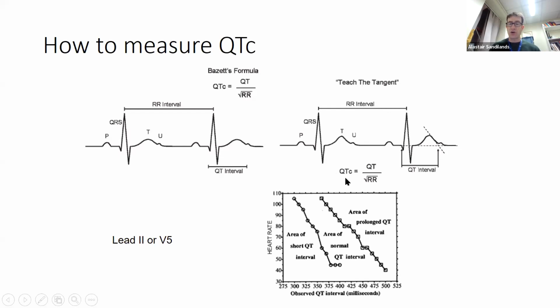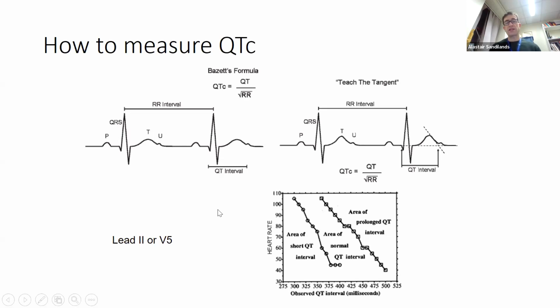So if the heart is slow, the RR interval is long, and the QT interval will be longer. But when we put it into the equation, the QTc will be roughly the same. When the heart is faster, the RR interval is shorter, so the QT interval will be shorter. But it all measures out in this equation for corrected QT interval, being roughly the same. And it is the T wave that we use, so we teach the tangent. You don't add the U wave into this at all because it will make it too long.